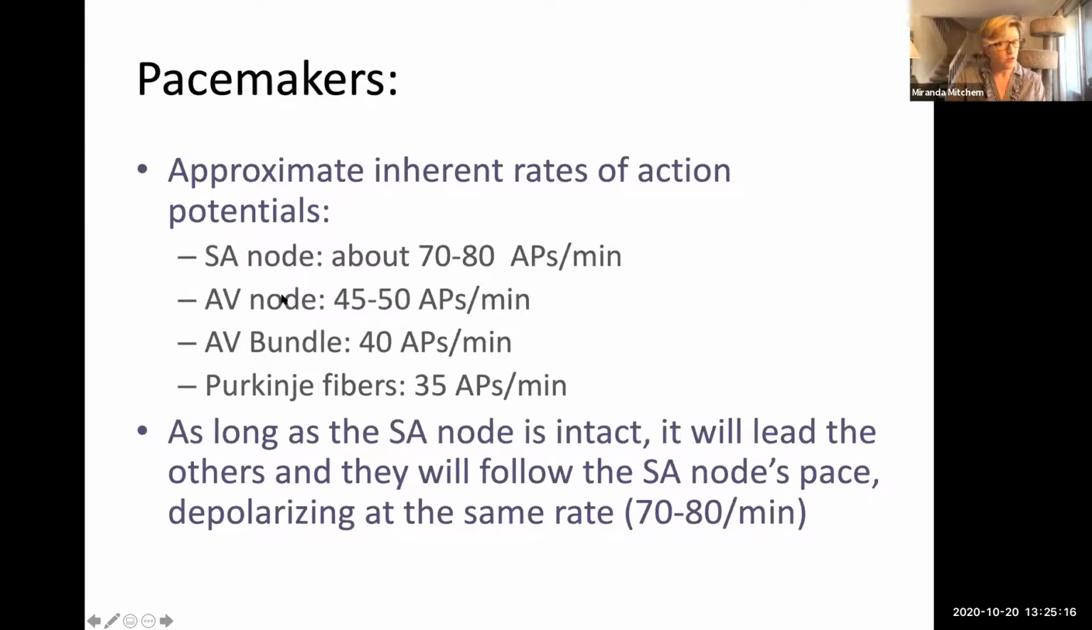Now, if the AV node drops out, then the AV bundle becomes the leader. And now we're dangerously low. This is not high enough to support life. If the AV bundle drops out, then we get to the Purkinje fibers at only 35 action potentials per minute. So as long as the SA node is functioning properly, it does lead the pack. It does pace everything else. It is the pacemaker as long as it's working properly. And with it firing about 70 to 80 action potentials per minute, this is how we get to our average resting heart rate.